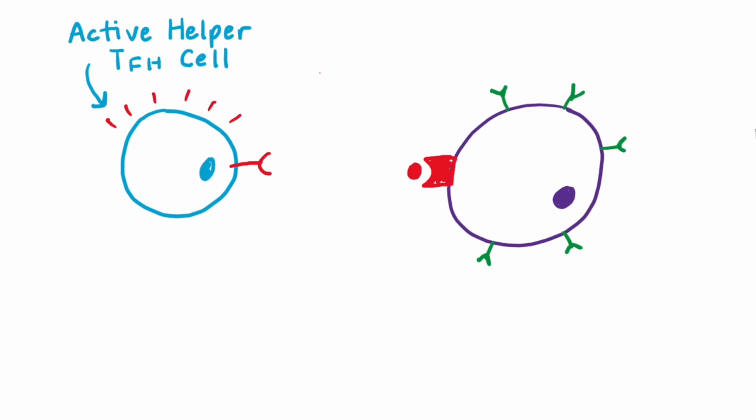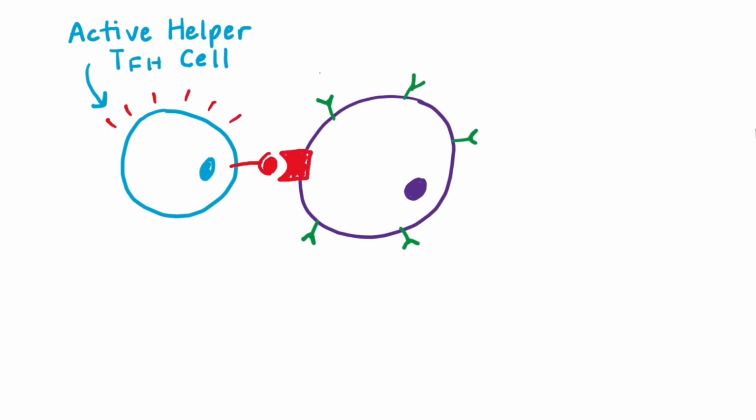The TFH cell will bind to the antigen using its TCR and strengthen the binding with CD4. Once this has happened, the B cell will express its co-stimulatory molecule called CD40, which is bound to by CD40 ligand on the TFH cell.